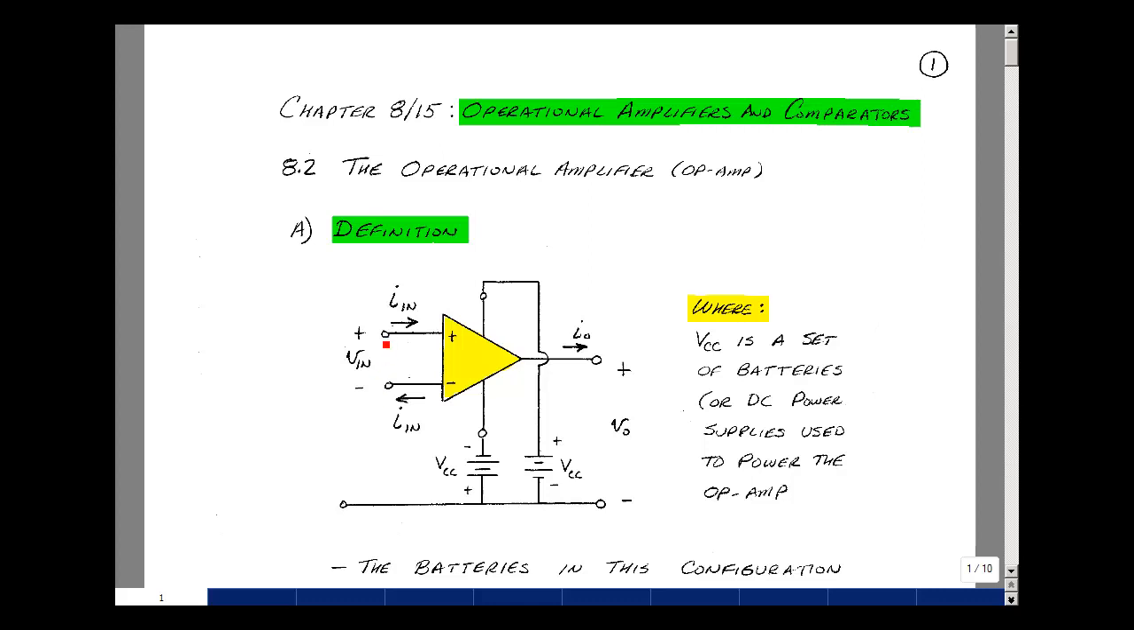2 terminals are the input, 2 terminals are the output, and we have an input current and an output current. But this particular circuit, which is an integrated circuit, also requires 2 power supplies. So a pin for a positive power supply and a negative power supply, connected back to a common terminal. And these batteries or power supplies are going to give energy for this to provide amplification.